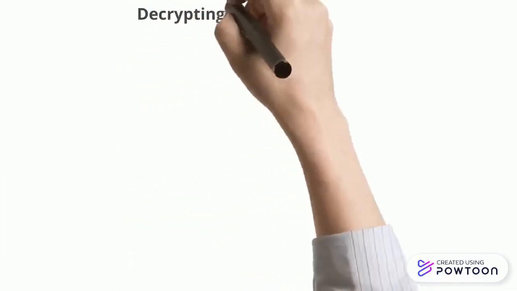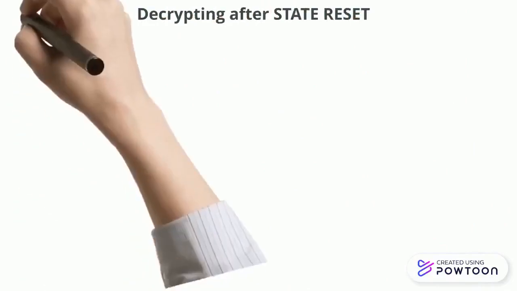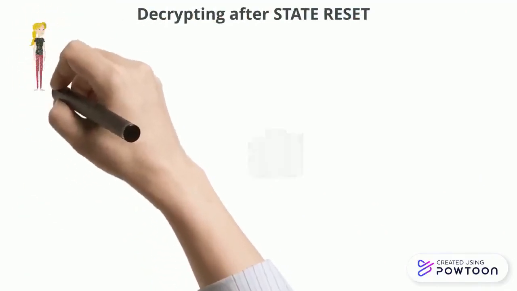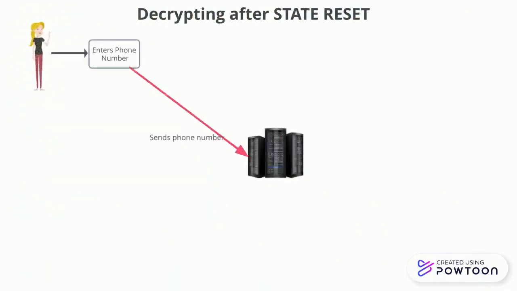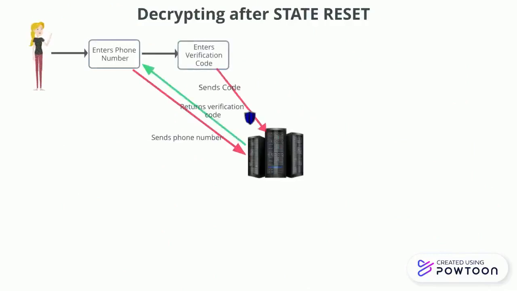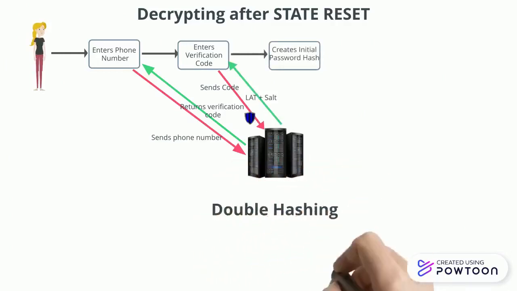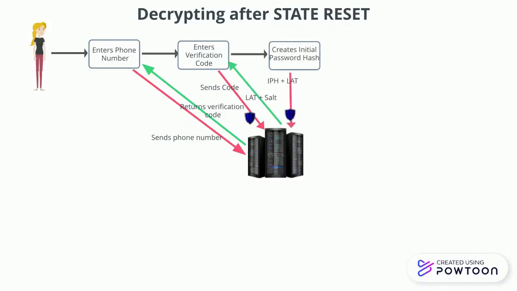Now let's see how Alice will be able to decrypt a photo X after state reset. First, Alice would verify her phone number. Upon verification, the server returns to Alice a limited access token, in addition to the initial password salt. Alice will use that salt to create the initial password hash, which is used in a technique called double hashing. This double hashing makes the user password never leave the device.